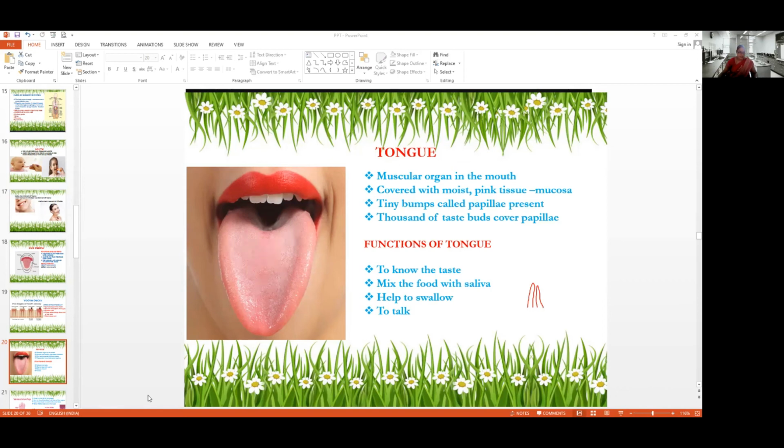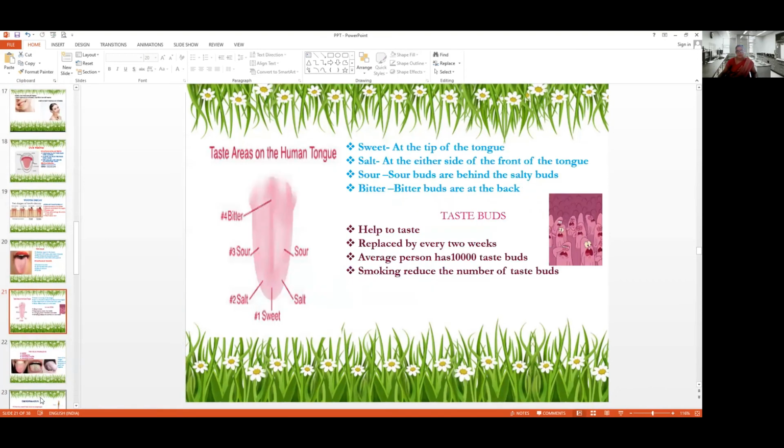Next, coming to the next slide. What are the taste areas of the tongue? If it is sweet, we get it at the tip of the tongue. If it is salt, on either side of the front of the tongue. If it is sour, we get it here. If it is bitter, inside near the throat. If it is pungent, that is spicy, we get it here.